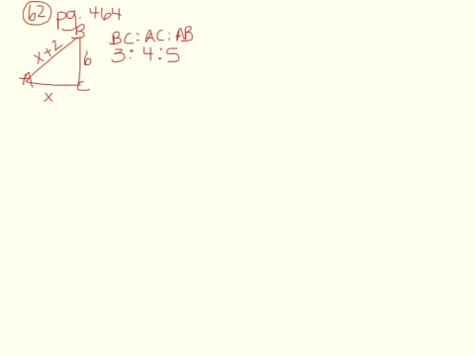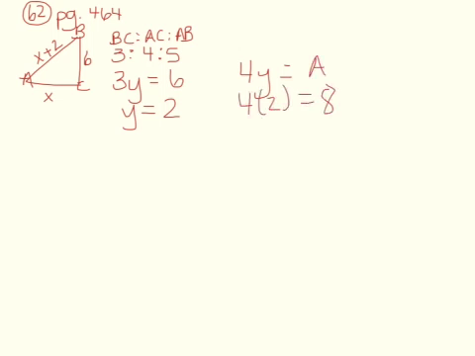So I know that BC is 3y, and that is equal to 6. So I know the number that I need to multiply everything by is 2. So AC is 4y, and 4 times 2 is 8. So that means that AC is 8.